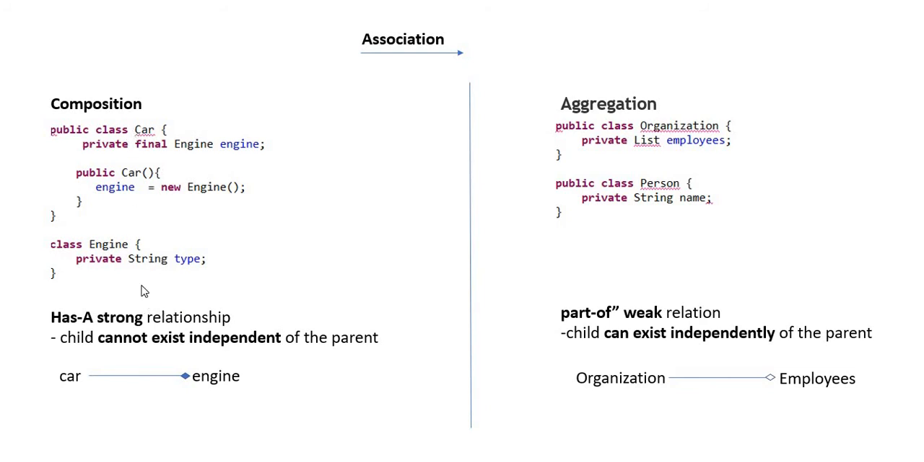And how do you indicate the composition relationship? Using the diamond which is filled. It's a solid diamond notation. So that is nothing but composition. On the other side, you have aggregation.